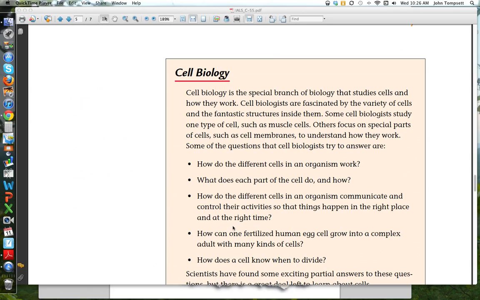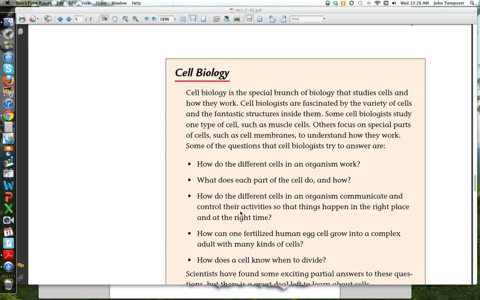Cell biology. Cell biology is the special branch of biology that studies cells and how they work. Cell biologists are fascinated by the variety of cells and the fantastic structures inside them. Some cell biologists study one type of cell, such as muscle cells. Others focus on special parts of cells, such as cell membranes, to understand how they work.